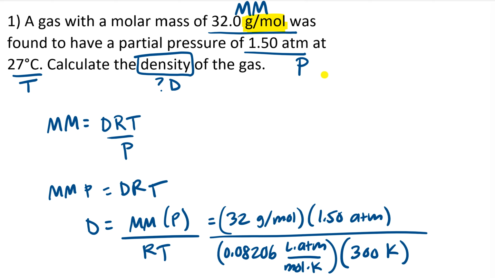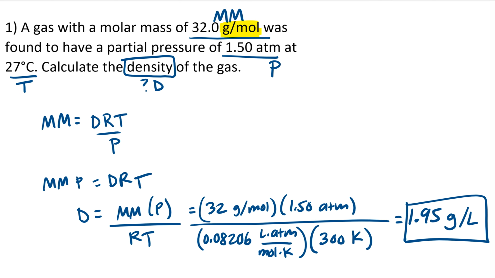Okay, so we plug this into the calculator and we're going to get an answer. I get an answer of 1.95 grams per liter as the density of this gas. Please note your units here. We are solving for density, which is mass divided by volume, so that's why we have grams divided by liters. Let's try another problem.